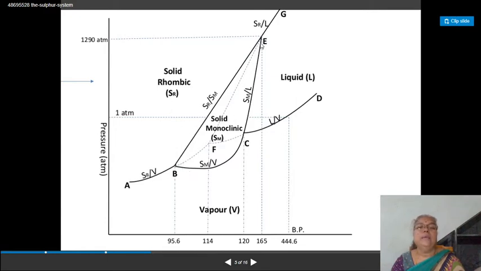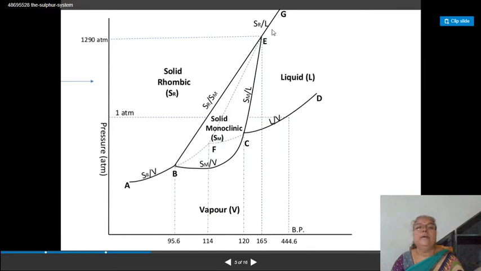Then the area enclosed by these points B, E, C, we have another solid, that is the monoclinic sulfur, and along this curve B, E, two phases are in equilibrium. The rhombic sulfur is in equilibrium with monoclinic sulfur. And this is a transition curve of rhombic sulfur into monoclinic sulfur. And this takes place at temperature 95.6 degree centigrade. This rhombic sulfur slowly gets converted into monoclinic sulfur.